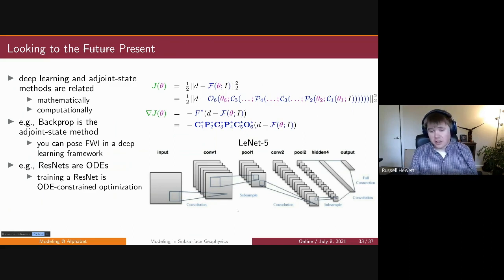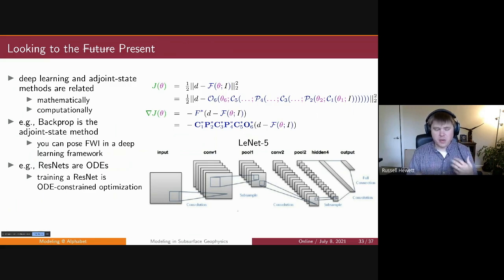Here, it's not quite clear what the meaning of the adjoint of the pooling operation is. But what this means is that I can pose FWI in deep learning frameworks, and that's actually what got me interested in deep learning once I made that realization 3 or 4 years ago. Second thing that we can exploit is that ResNets are basically ordinary differential equations, and training a ResNet is an ODE constrained optimization problem.